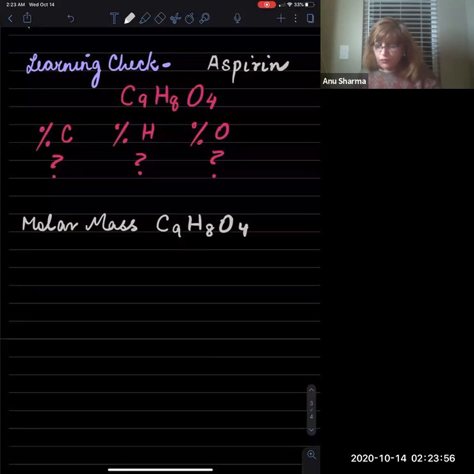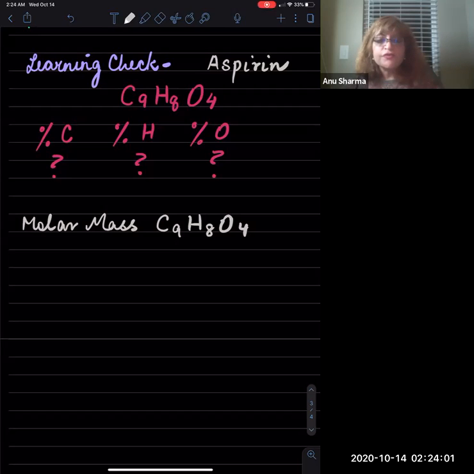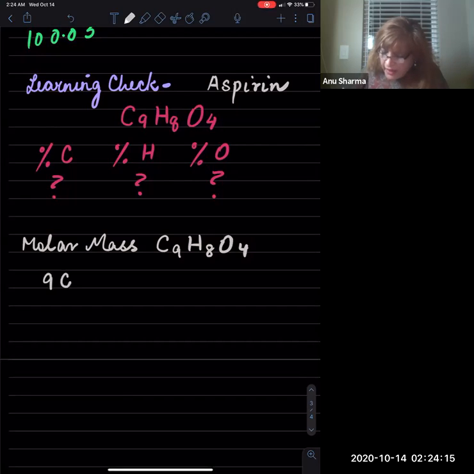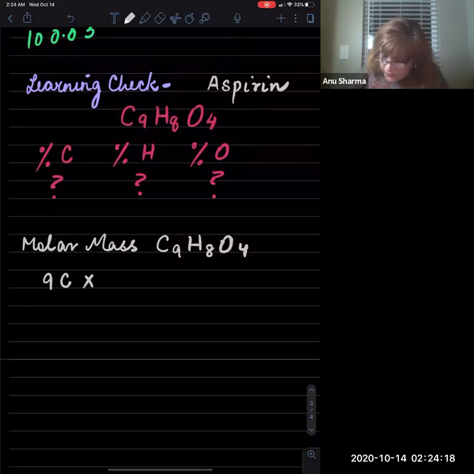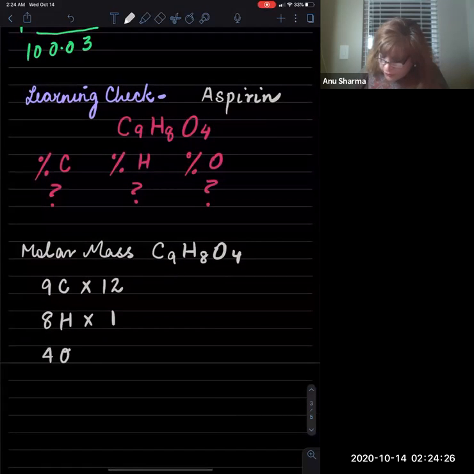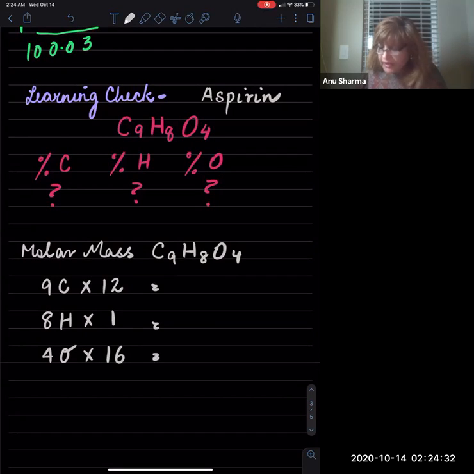So in aspirin, C9H8O4, first we need to find out the percentage of carbon, hydrogen, and oxygen. That's all we're given, we're given the formula. So the first thing you're going to find is the molar mass of C9H8O4. How do we do that? You are going to take 9 atoms of carbon, each weighing 12 grams, 8 atoms of hydrogen, each weighing 1 gram, and 4 atoms of oxygen, each weighing 16 grams. And here you are going to get the total weight.